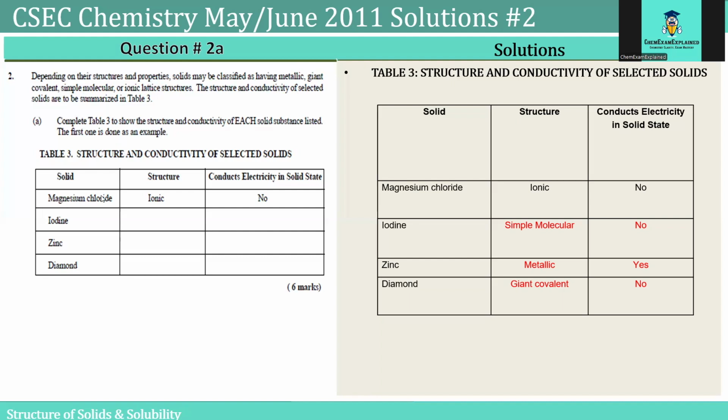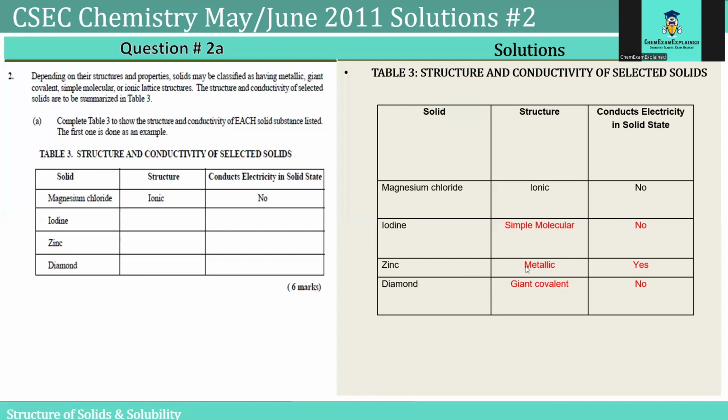So here we have magnesium chloride. Its structure is ionic and conducts electricity in the solid state. That would be a no, because the ions are not free to move or flow. So let's complete the structure for the others and whether they conduct current or not. Iodine is a simple molecular structure, and iodine does not conduct electricity in the solid state, right? Or the molten state or liquid state. But in this case, we're looking at the solid state, so no.